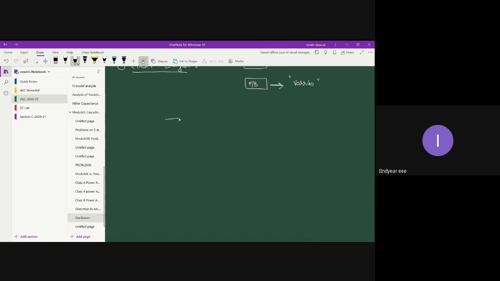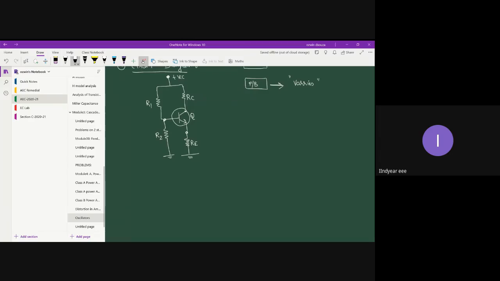The amplifier block consists of a transistor, the biasing resistor, collector resistor, voltage divider circuit, and the power supply VCC, and this is your transistor Q.